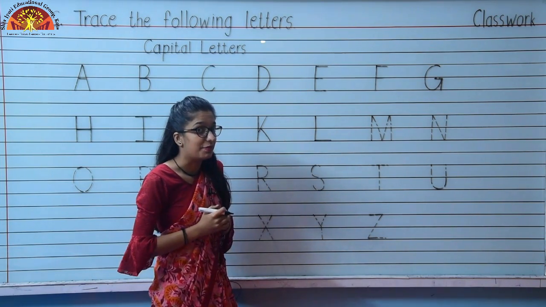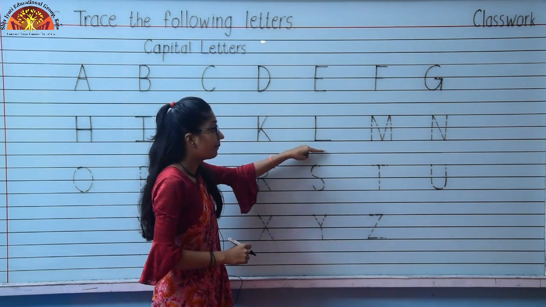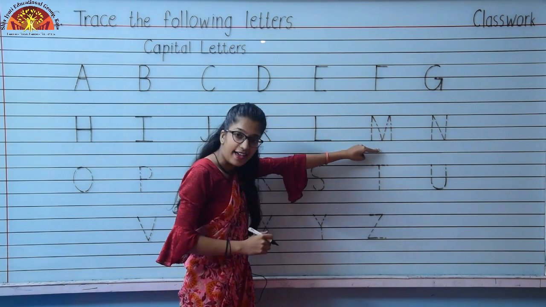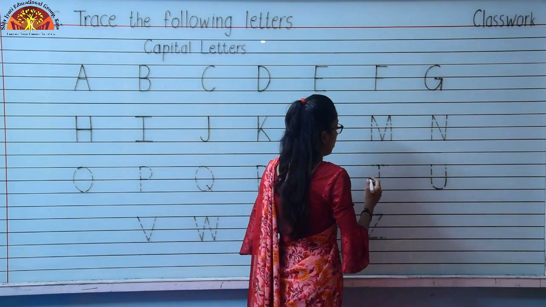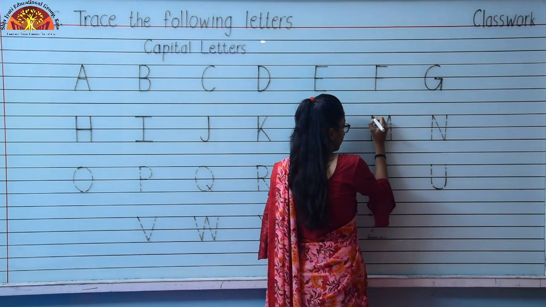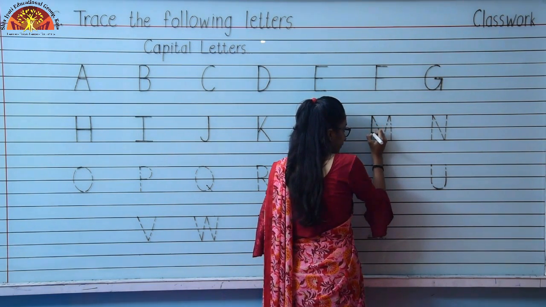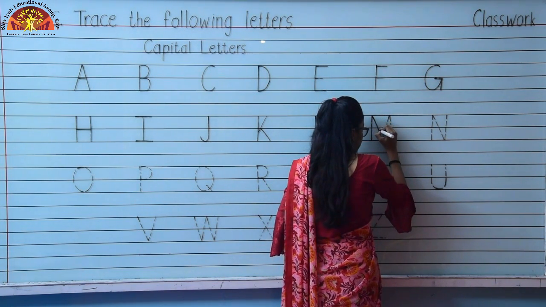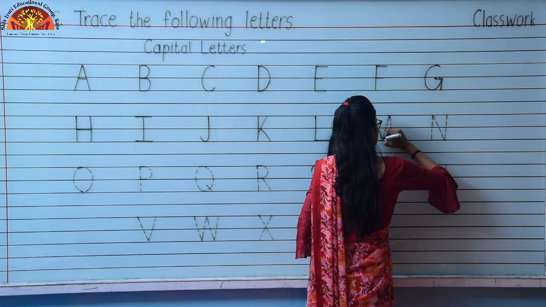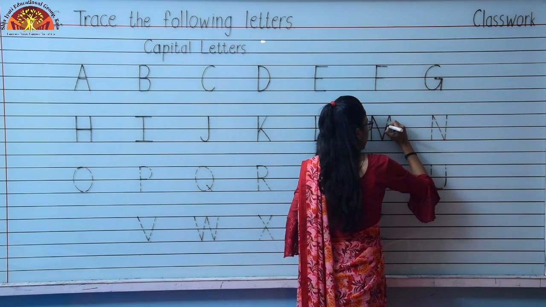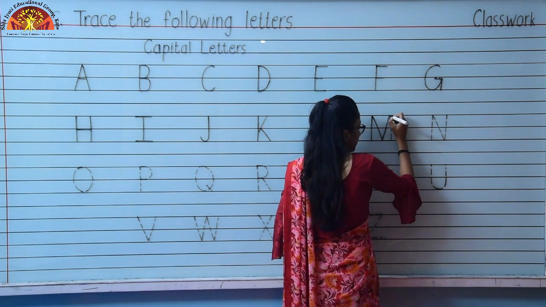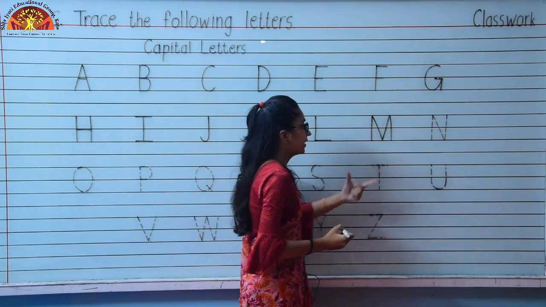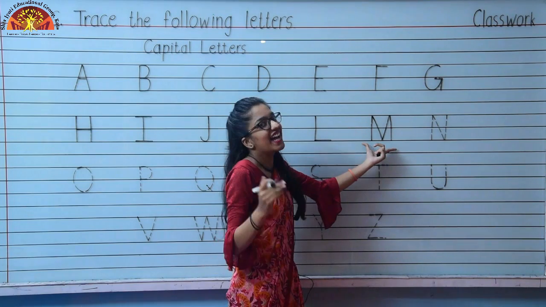Okay, now tell me what comes after capital letter L? Yes, it's M. Okay, so draw one standing line, slanting line, one more slanting line, then standing line, like this. This is capital letter M.